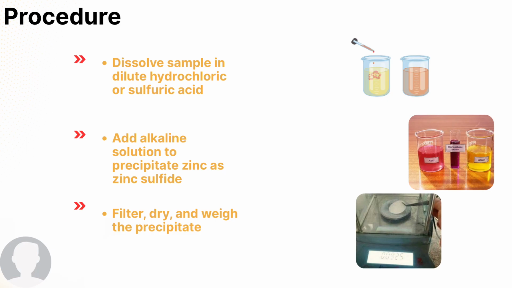To execute this wet gravimetric process, the zinc-bearing sample is first dissolved in dilute hydrochloric or sulfuric acid. An alkaline solution is then introduced to carefully precipitate the zinc as zinc sulfide. The final step requires filtering, drying, and weighing the precipitate to finish the quantification.